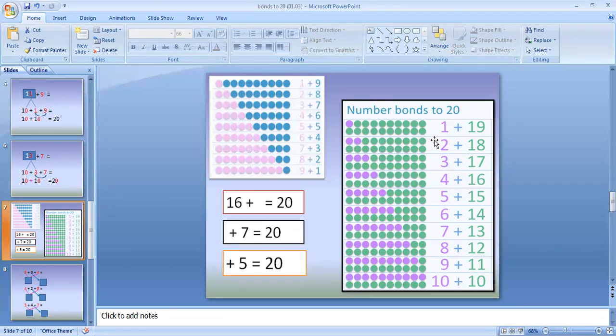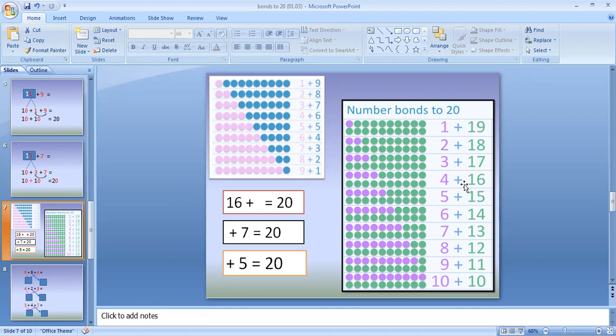This is 1 plus 9. This is 1 plus 19. 2 plus 8. This is 2 plus 18. 3 plus 7. This is 3 plus 17. Only thing is, we have added 10 more. 9 plus 10, it is 19. 19 plus 1. 8 plus 10, it is 18. 18 plus 2. 7 plus 10, it is 17. 17 plus 3 makes 20.